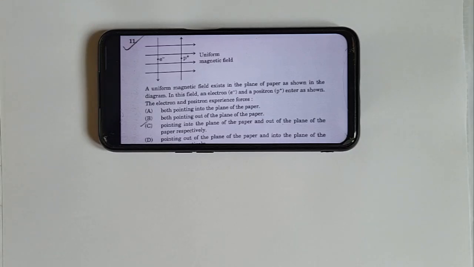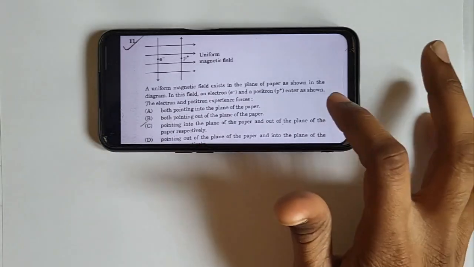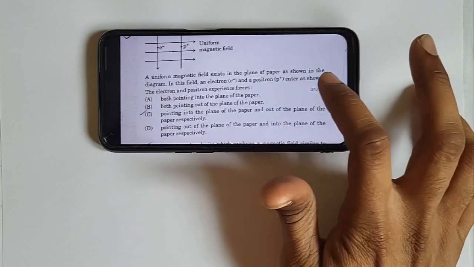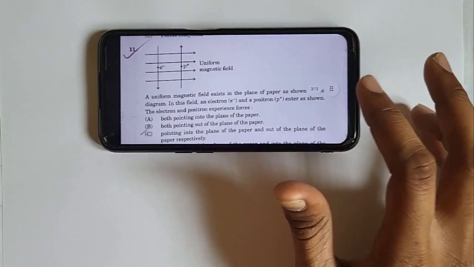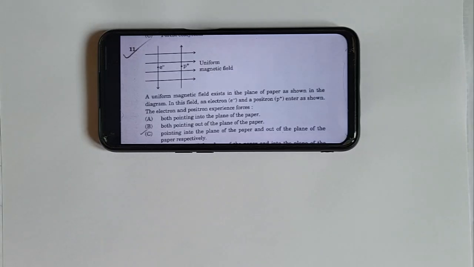The electron and the proton experience forces, option A, both pointing into the plane of the paper; option B, both pointing out of the plane of the paper; option C, pointing into the plane of the paper and pointing out of the plane of the paper respectively; and option D, pointing out of the plane of the paper and into the plane of the paper respectively. So here, to answer this question, we should know Fleming's left hand rule.